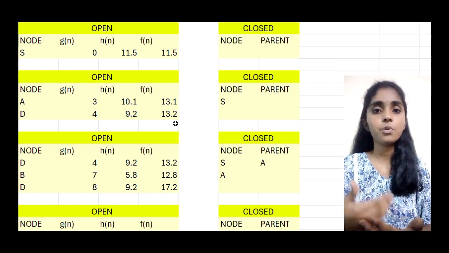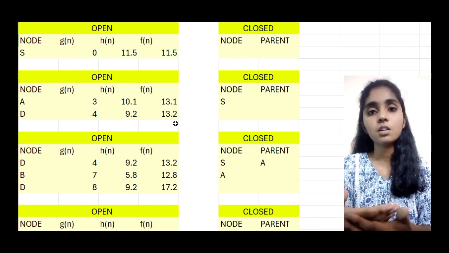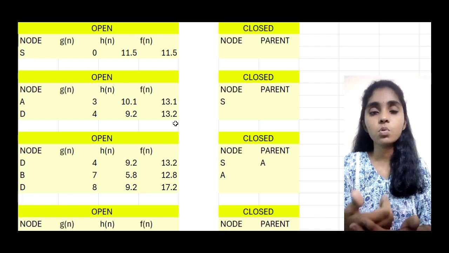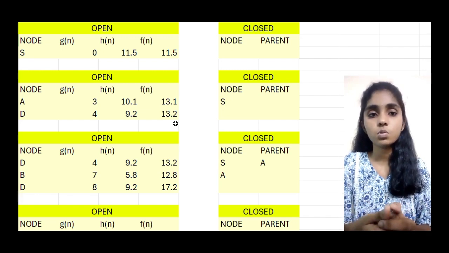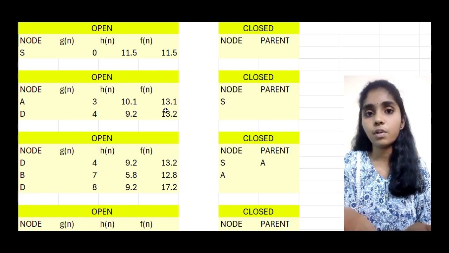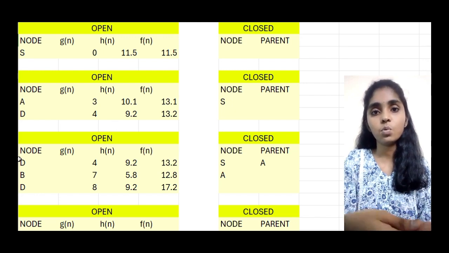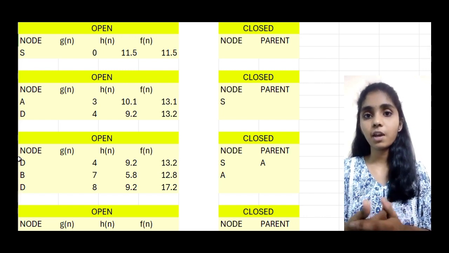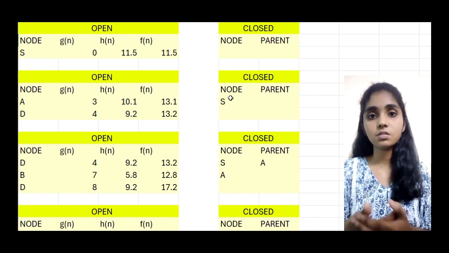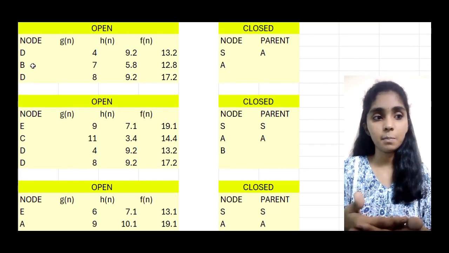As I mentioned before, the formula of f(n) is g(n) plus h(n). After calculating the f(n) value of both A and D, we check which node's f(n) value is the minimum. In our case, the f(n) value of A is less than the f(n) value of D. So in the next step, we generate the successors of A. In the previous step, we placed the S node on the closed list, since A and D are the successors of S, and the successors of A are D and B.